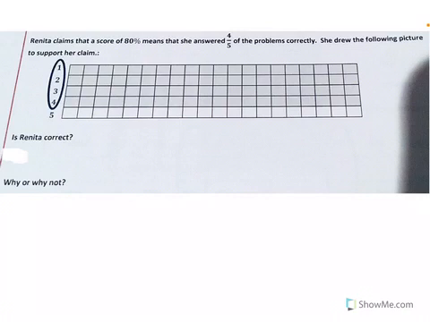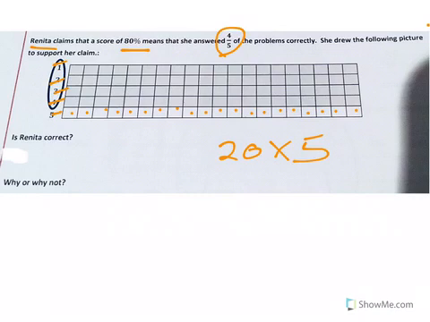Okay, let's look at a couple of other quick examples. Renita claims that a score of 80% means that she answered 4/5 of the problems correctly. She drew the following picture to support her claim. So we can see there's 1, 2, 3, ... 20 across times 1, 2, 3, 4, 5. She drew a hundreds chart. It doesn't look like your typical square hundreds chart, but it is still a hundreds chart.